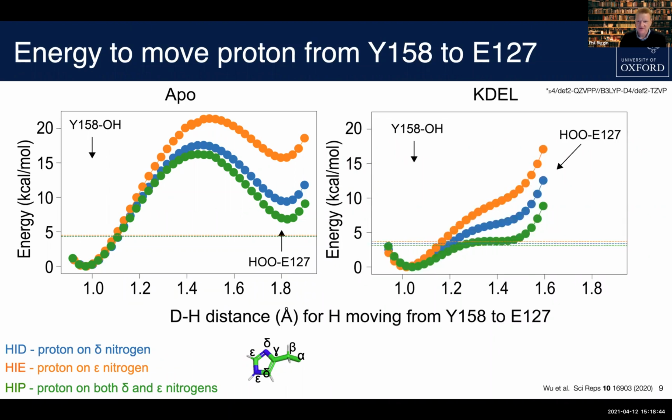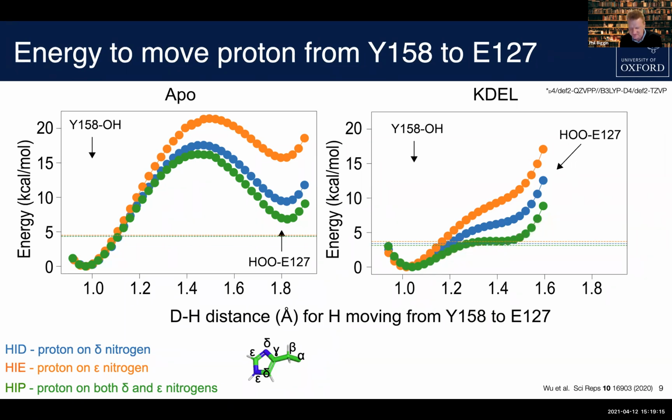What happens if we do the same calculation with the KDEL bound state? The same type of calculation, just moving the proton and calculating the energy at each point. Now you can see something a little bit more interesting. You have a little well, but then it tends to flatten out. This flattening is really prominent when you have a protonated histidine, the green line here. You have a little well, and then it's really flat.